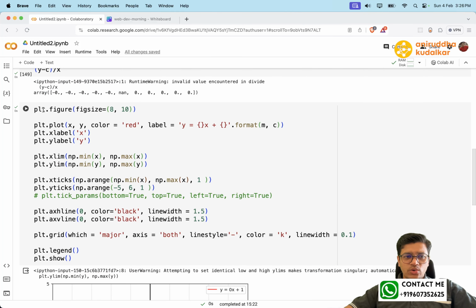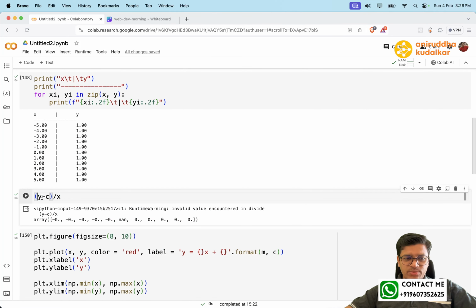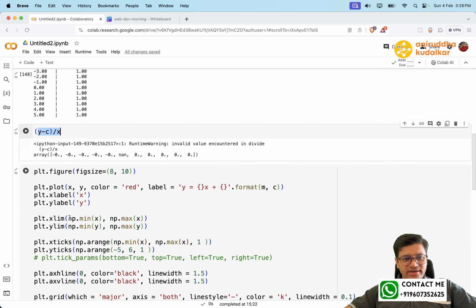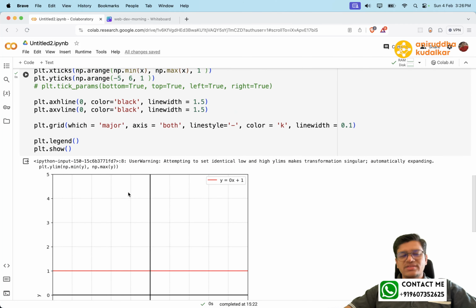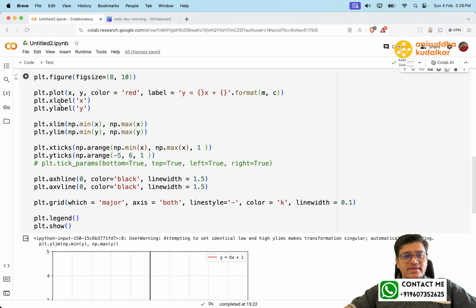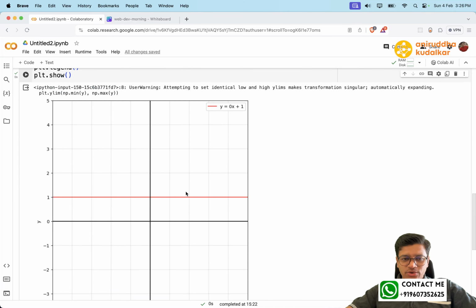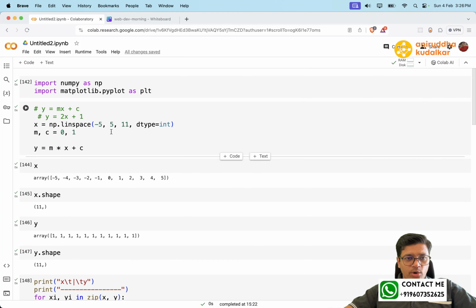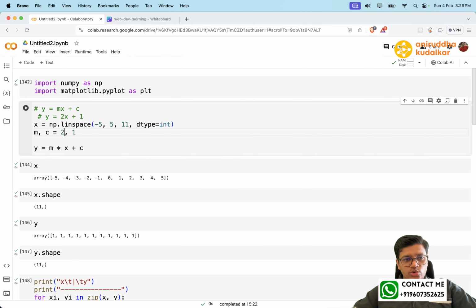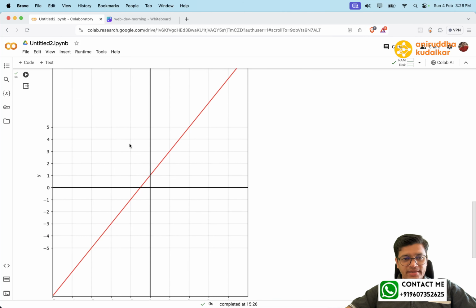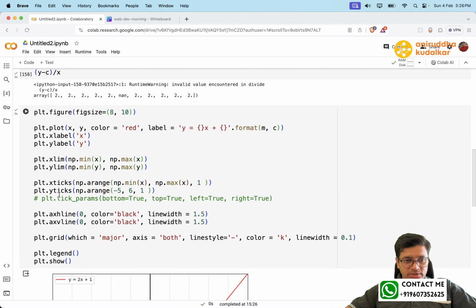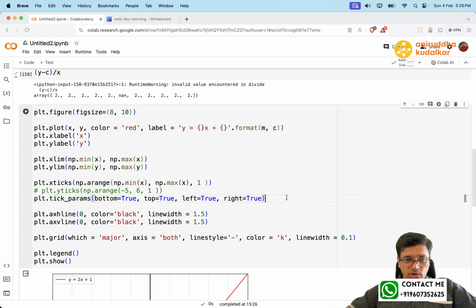Now let me explain the code over here. Till this I have explained y upon c minus x. If you see here, plt.figure, that sets the figure size. Then this line is getting plotted. So whatever line you see over here, let's make a proper code. Instead of this, let's make 2 and run all. So this would be the line.